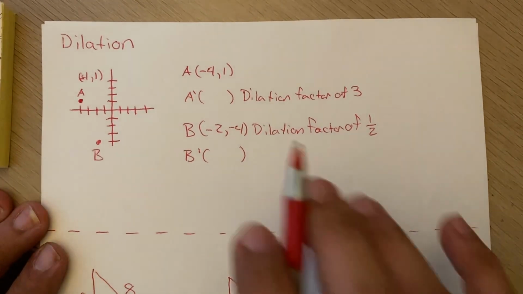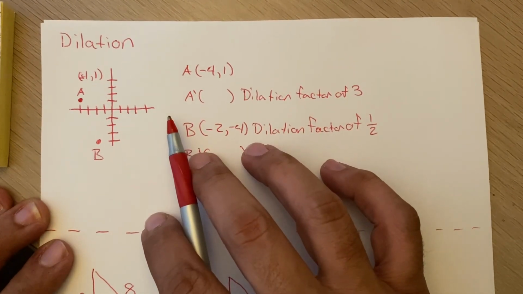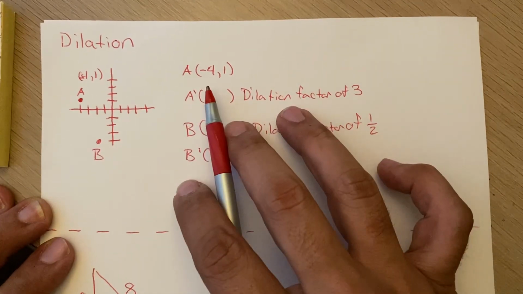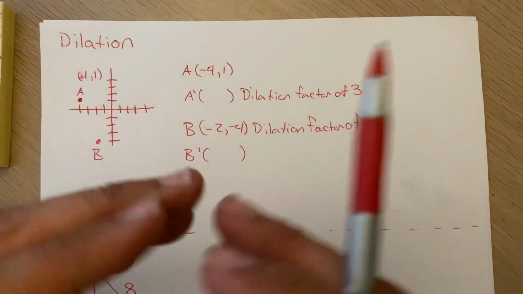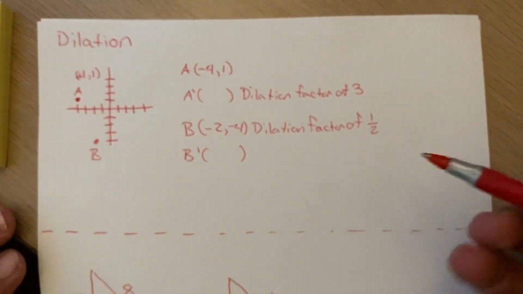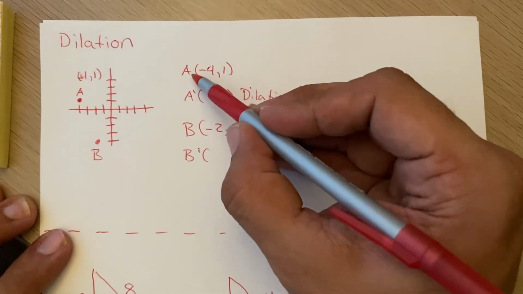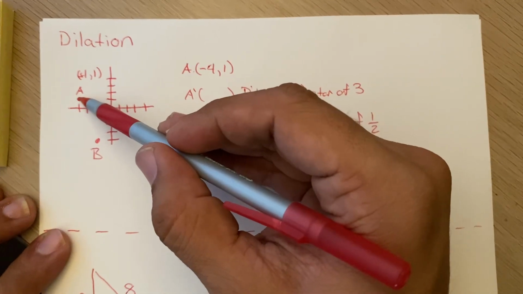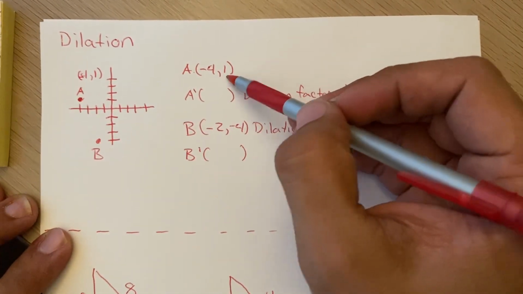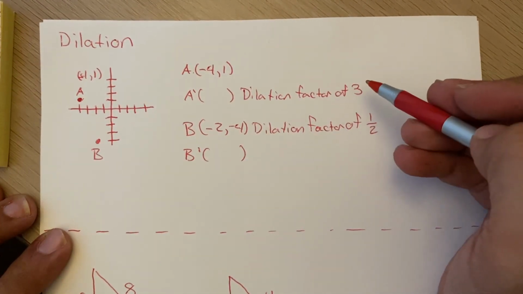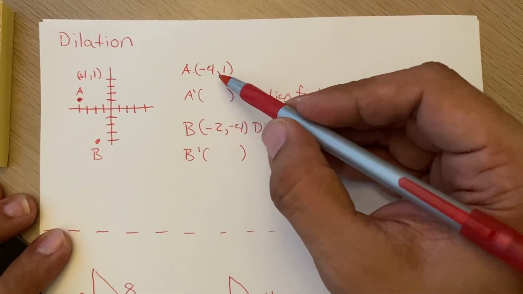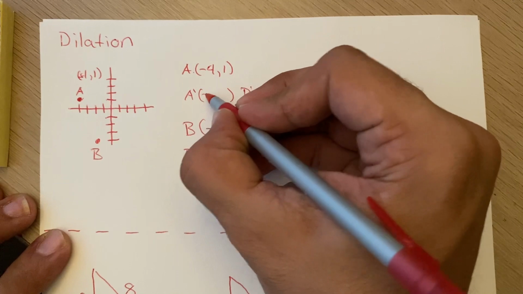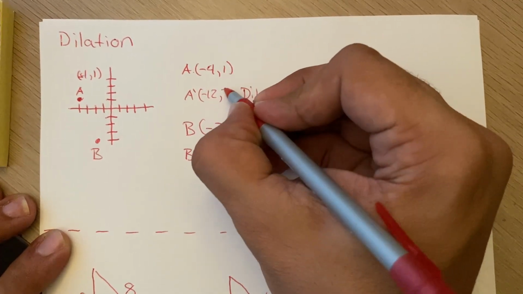Right? So let's talk about dilation. Dilation is when you multiply the coordinates to make the image larger or smaller. So let's do an example with point A, which is right here. It's at (-4, 1), and we're going to do a dilation factor of 3. So if you do a dilation of 3, that literally means multiply these numbers by 3. And that will leave us with -12 and 3.